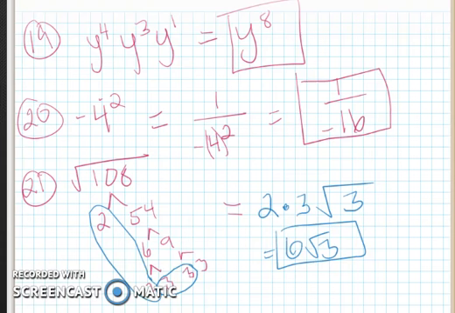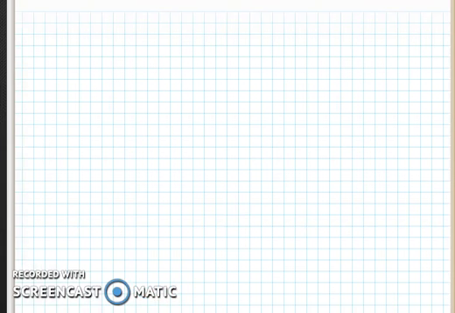Alright. Number 22, 23, 24, and 25 are going to require a calculator. Now we did 22 in class, so we're going to skip that one and go straight to 23. Now, the first thing I got to figure out is if it's growth or decay.